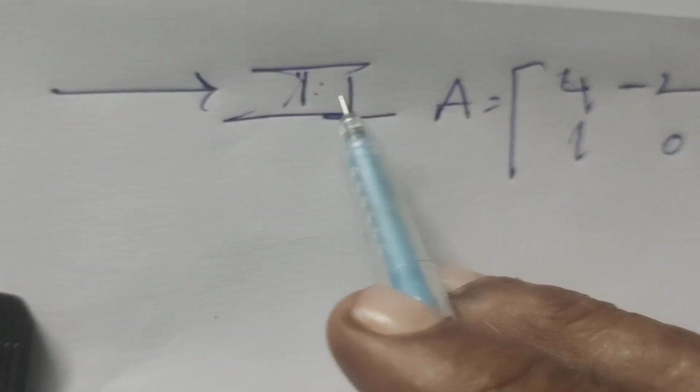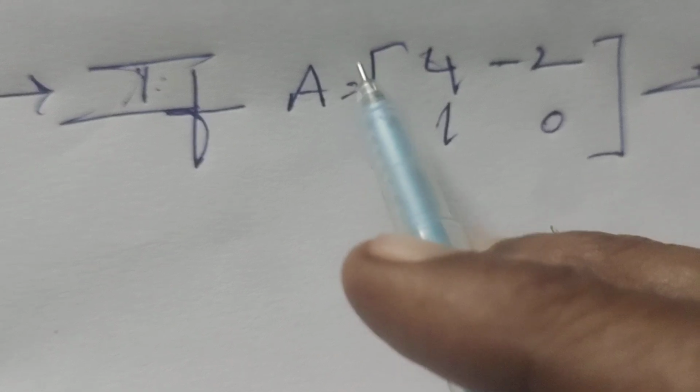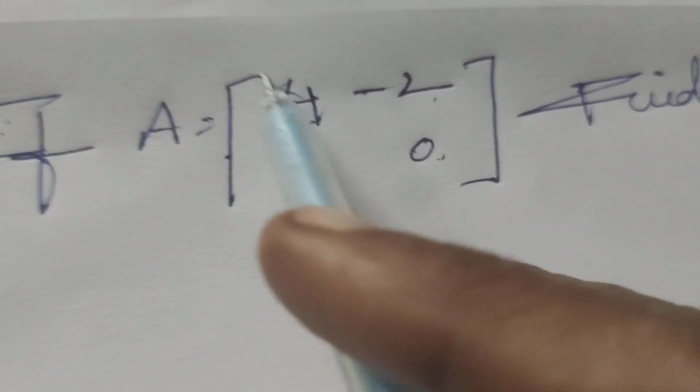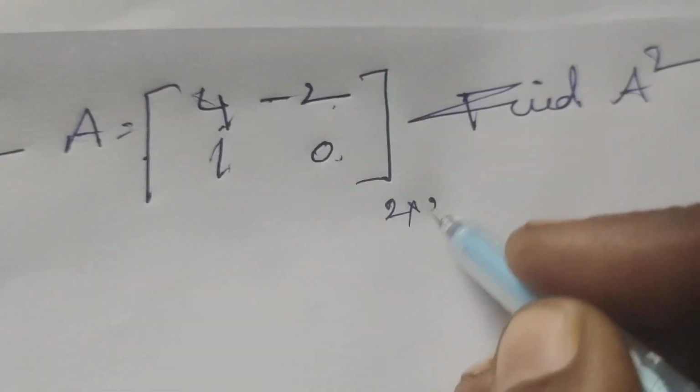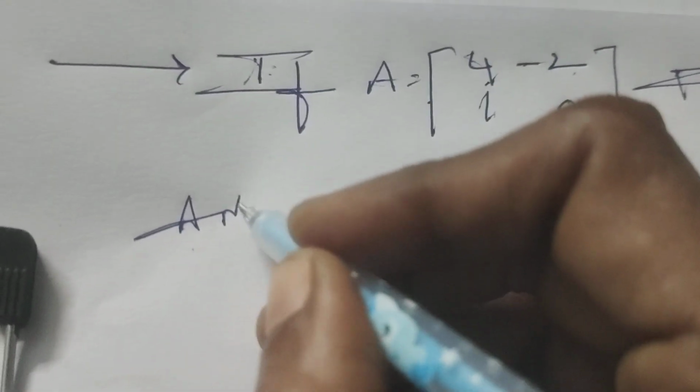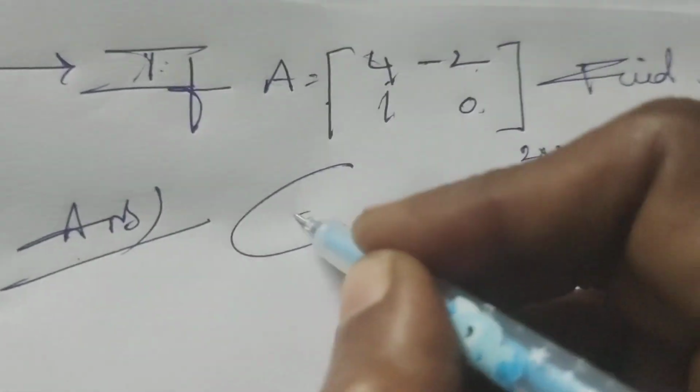This is Dr. Riti. Today we are going to explain this problem: if matrix A equals [4, -2; 1, 0], this is a 2 by 2 matrix, find A squared.